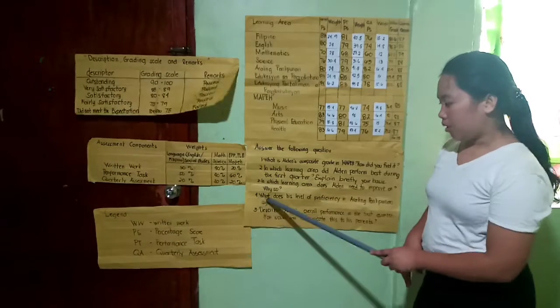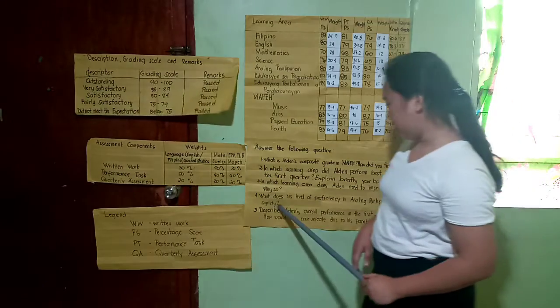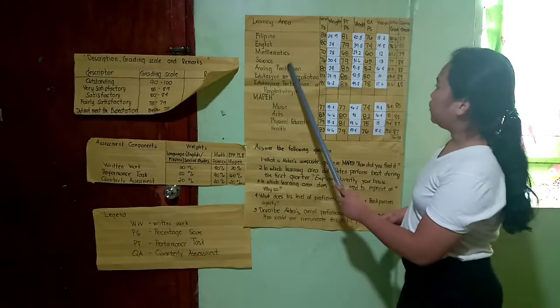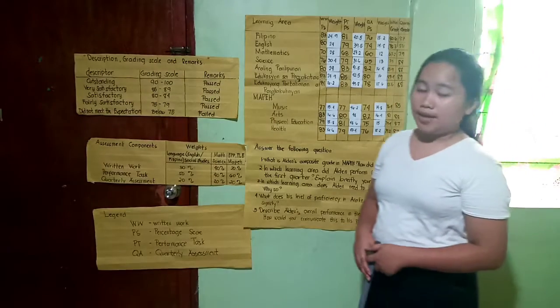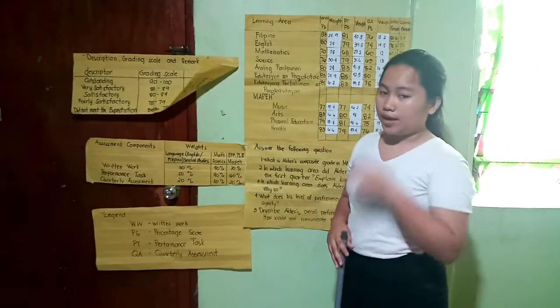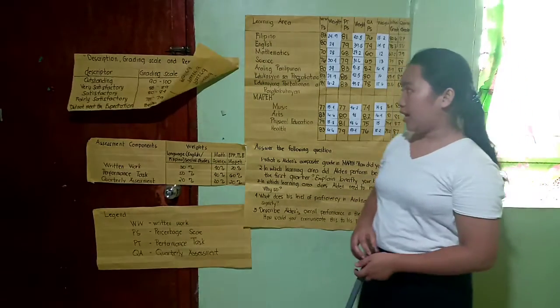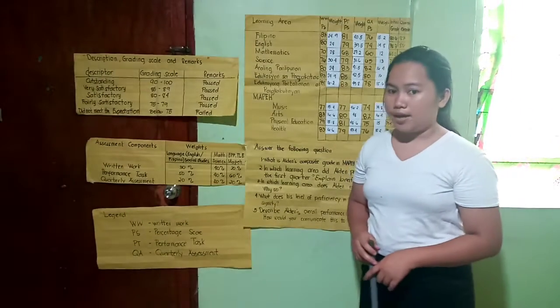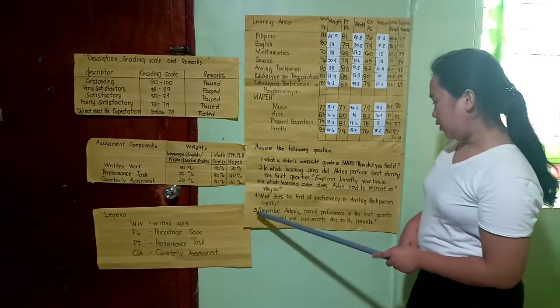So number 4, what does his level of proficiency in Araling Panlipunan signify? So in Araling Panlipunan, in quarterly grade got the second to the highest grade of 88, which Alden's got a good grade.